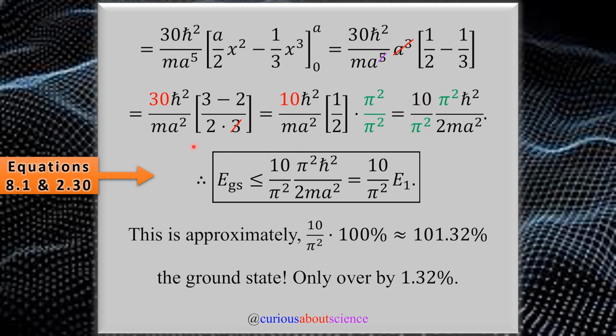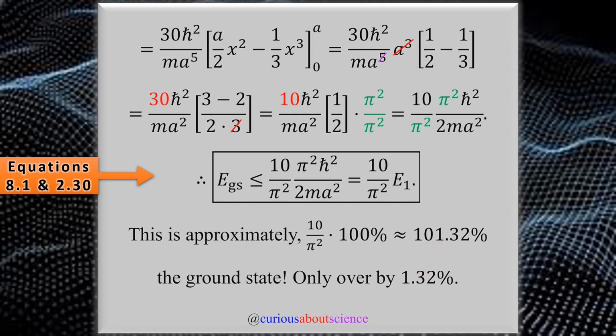So putting this together with equations 8.1 and 2.30, we see that the ground state energy is less than 10 over pi squared times E1, which is true. It is less than because of the 10 over pi squared. However, the 10 over pi squared is remarkably close to the actual ground state. So if we just find out what percentage it is, 10 over pi squared times 100% gives us 101.32% of the ground state. So that's only over by 1.32%.